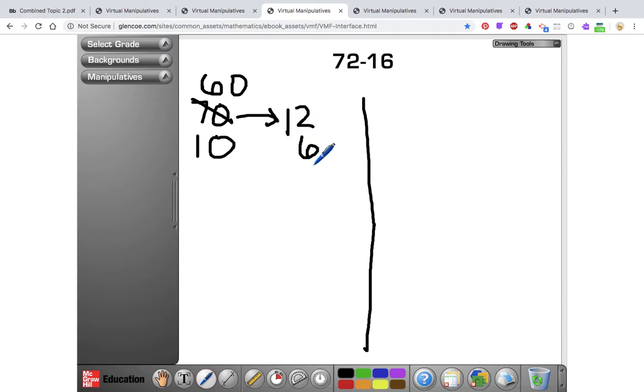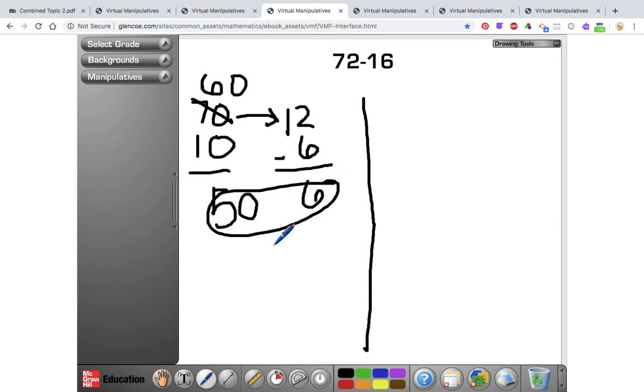So I'd take 12 minus 6 is 6, and then 60 minus 10 is 50. So since I broke them apart, I need to put them back together, which means that's 56.